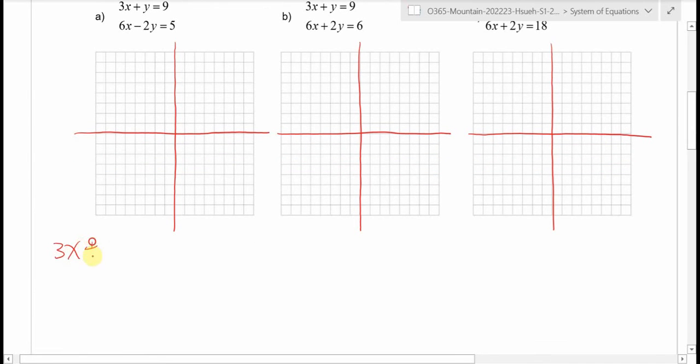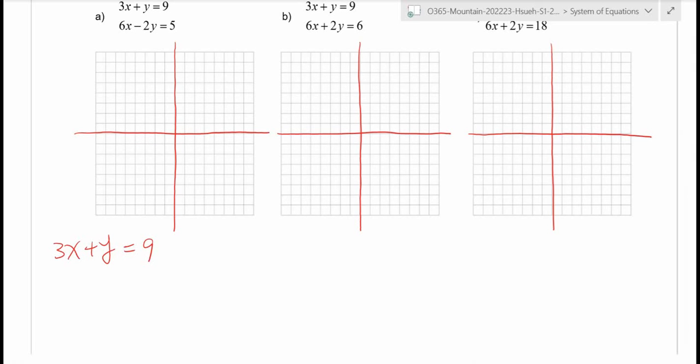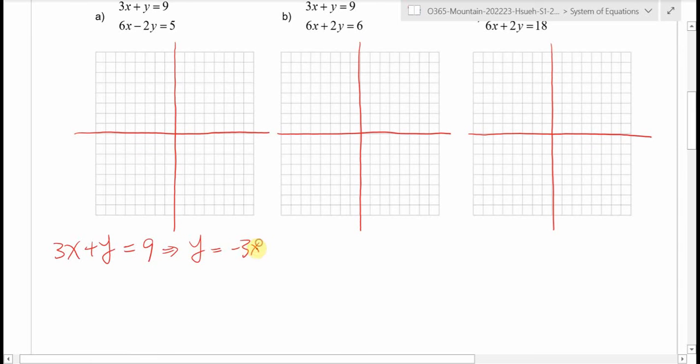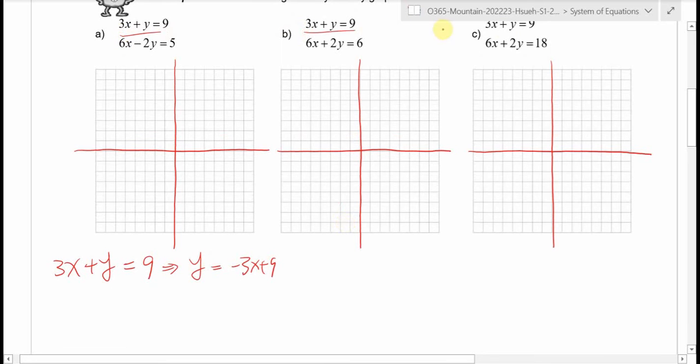Okay, so you have 3x plus y equals 9. The way to graph, I would turn all of them into slope-intercept form, y equals mx plus b. So we know the y-intercept and the slope, then we can graph the line. This one will turn into y equals negative 3x plus 9. Now the good thing is that you can see the first equations are all the same, so I only need to do this once. Then I will have that equation solved, and then I can graph it. That's negative 3x plus 9.